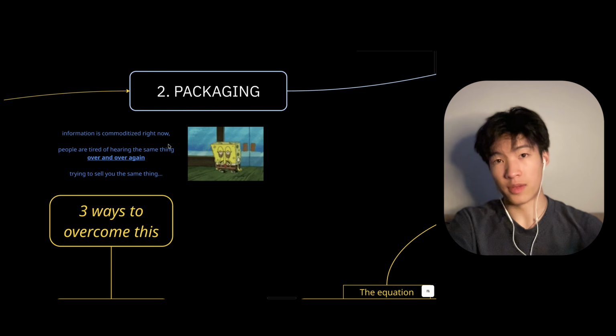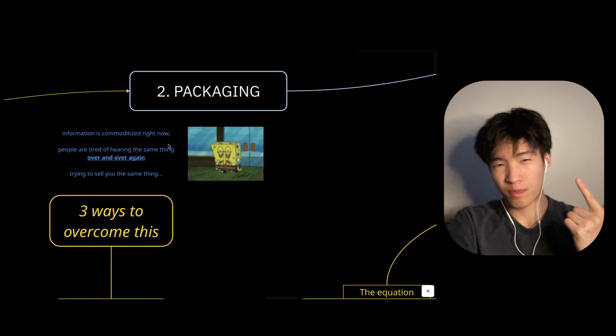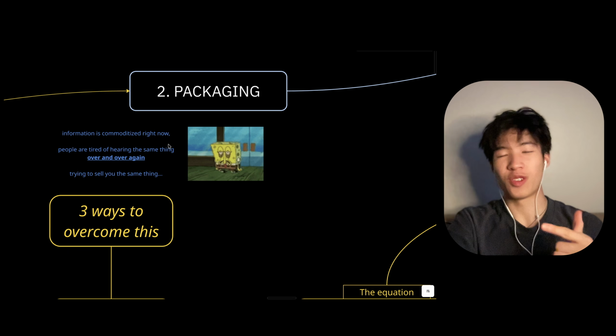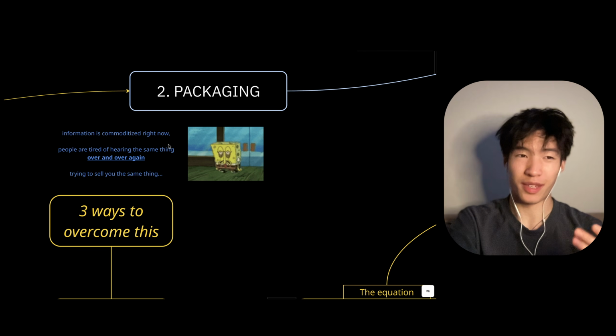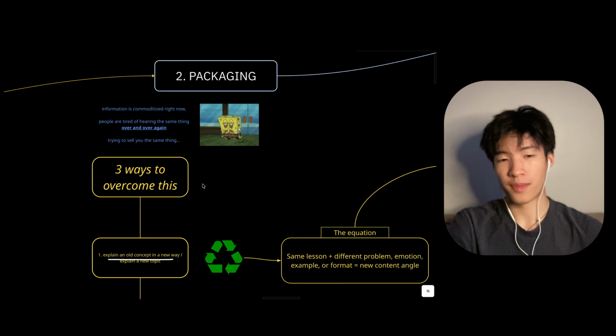And there are two types of people: those who make it really obvious and those who don't. Do not be the one who makes trying to sell someone something so obvious. So there are three main ways to overcome this.